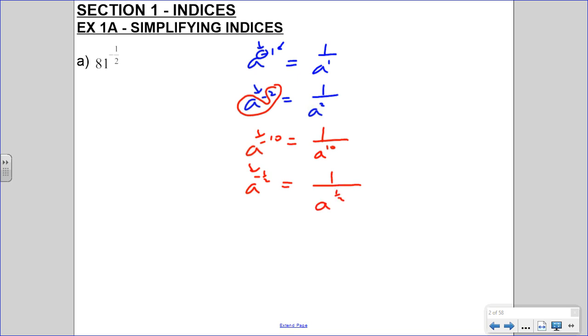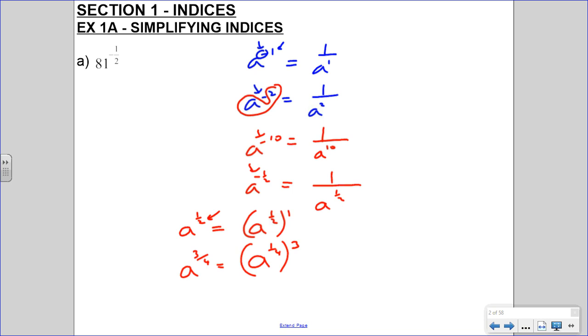Brilliant. But now let's deal with fractions in the indices. If we have a to the half by itself, if you see a fraction in the index, then the bottom number tells you what root you've got. In other words, you can look at this like a to the half to the power of 1. And maybe it'll make it clearer if this was a to the 3 over 4. Can you see that's a to the 1 over 4 all to the power of 3?